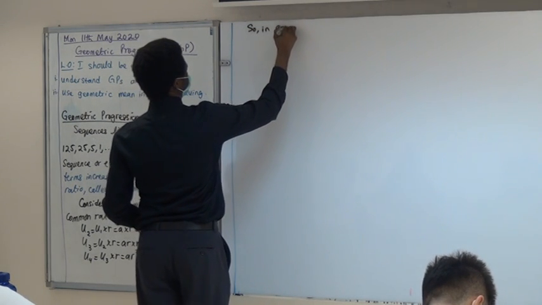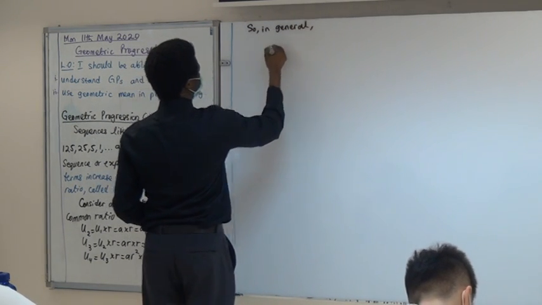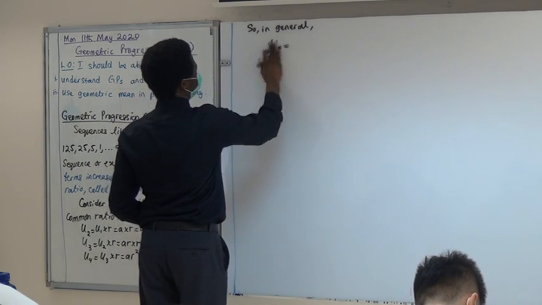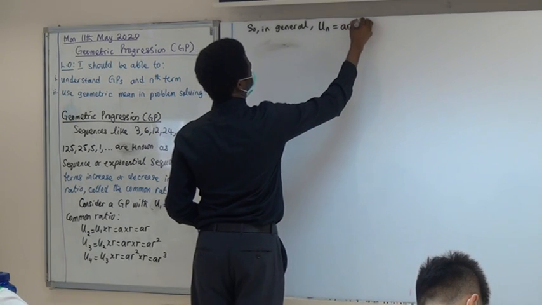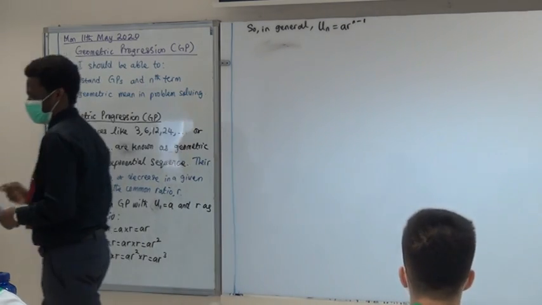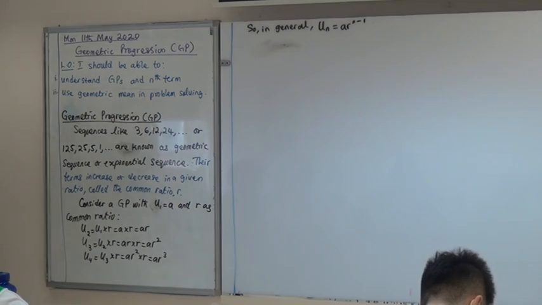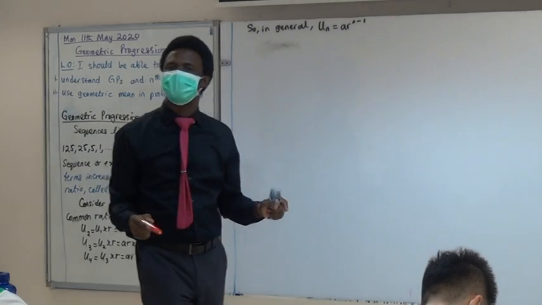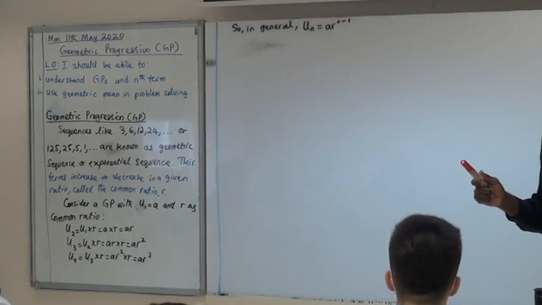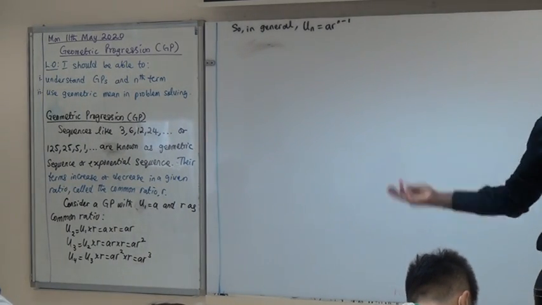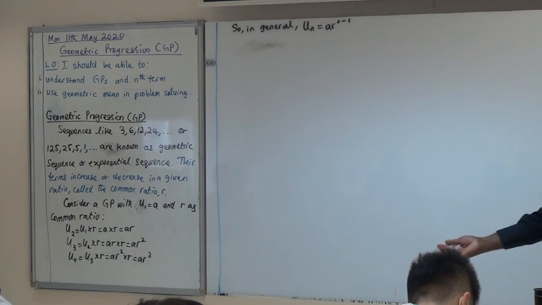In general, Un for a GP, Un is ar to power n minus 1, and that is the nth term of a GP. Can this also be used for the last term of a GP? Yes. Why is that? The last term is the nth term. The nth term is any term, so we don't care if this is the last one.